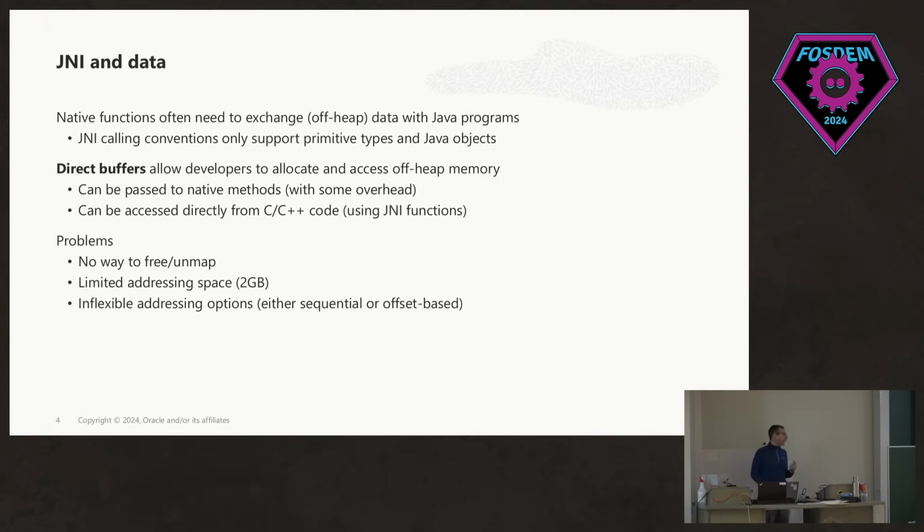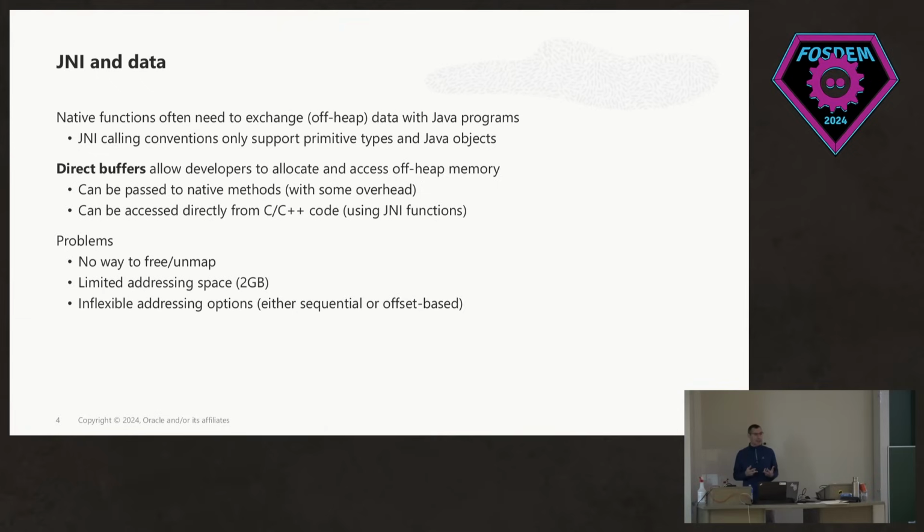The problem with native functions is, as I said, they never exist in isolation. They always have to manipulate some data, and this data is often off heap, of course. And there are not very many libraries in the JDK that allow us to do off-heap memory access. One of them is the direct buffer API. Probably you're familiar with direct buffers. They can be passed to native methods, and there are some JNI functions that allow us to, for example, get the pointer that is backing a direct buffer so that the JNI code can manipulate the buffer directly.